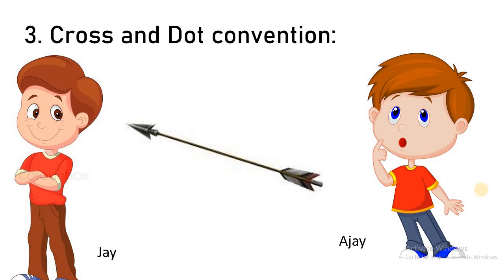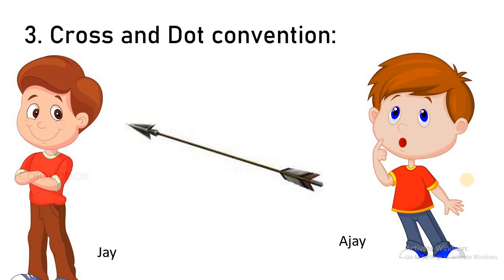So cross is nothing but the sign of multiplication. He is going to observe from the back because he sees the back side of the arrow. So for Ajay, the arrow is going away from him. As the arrow is going away from Ajay, it is nothing but the outgoing current when you observe.